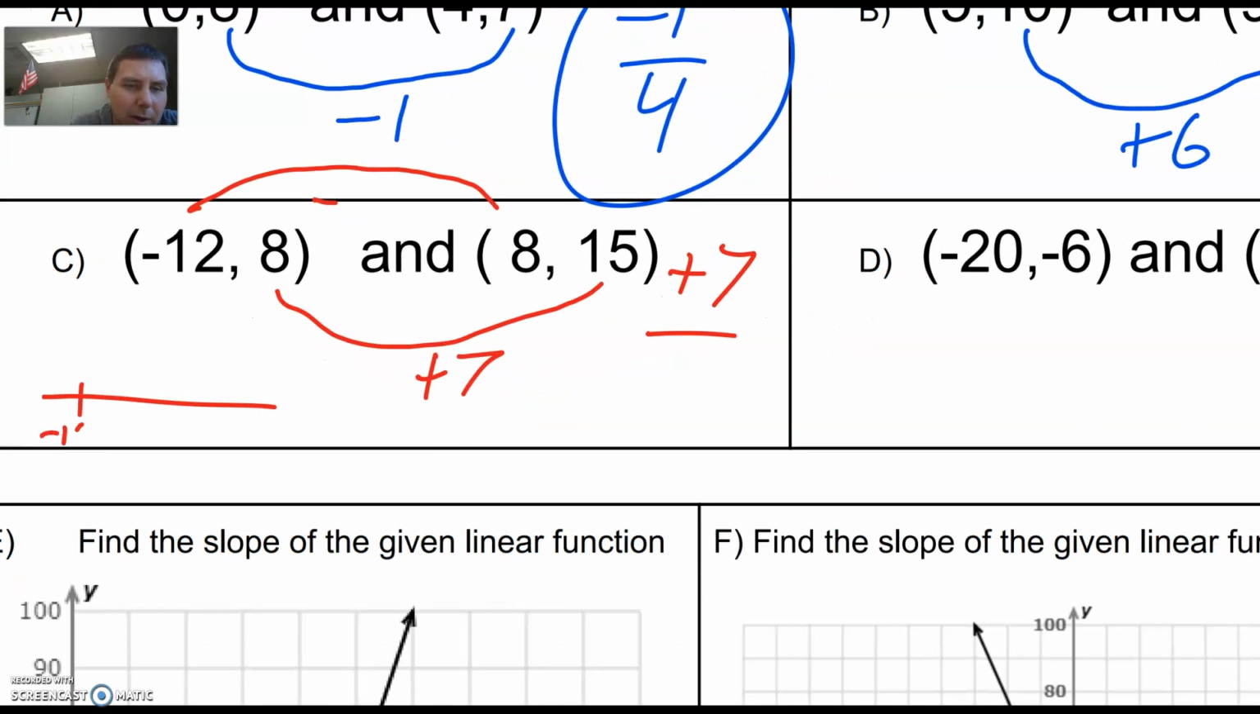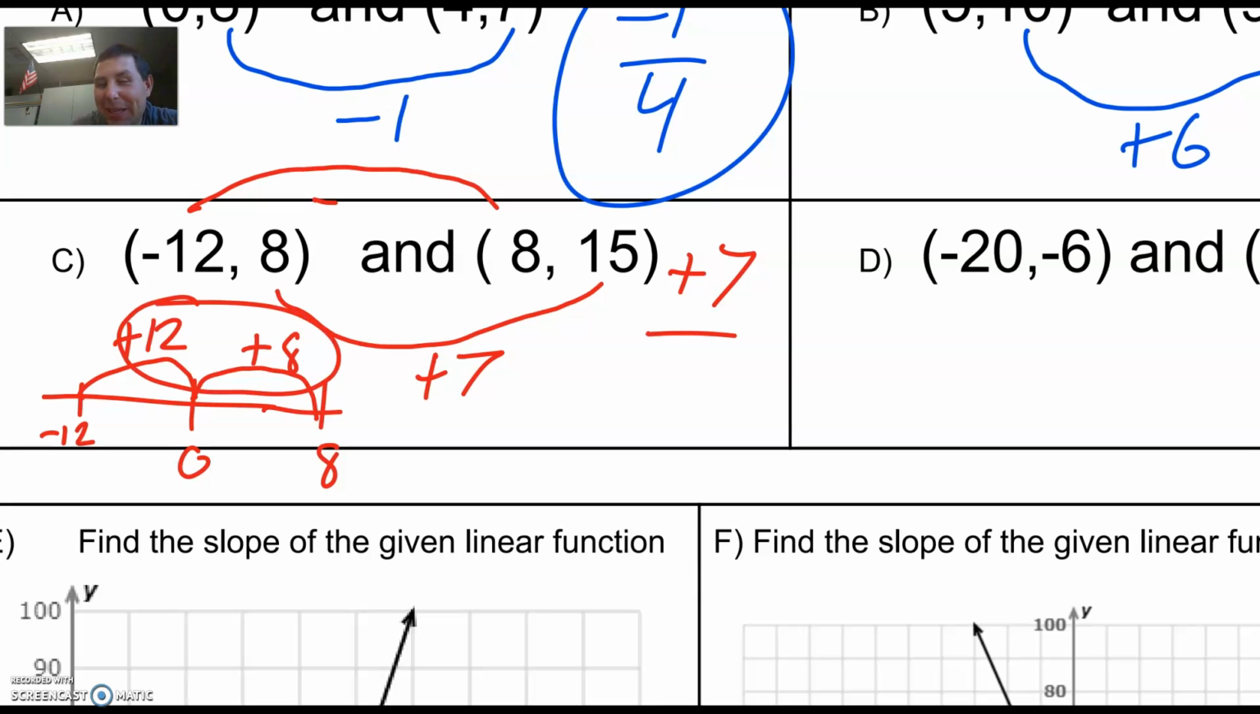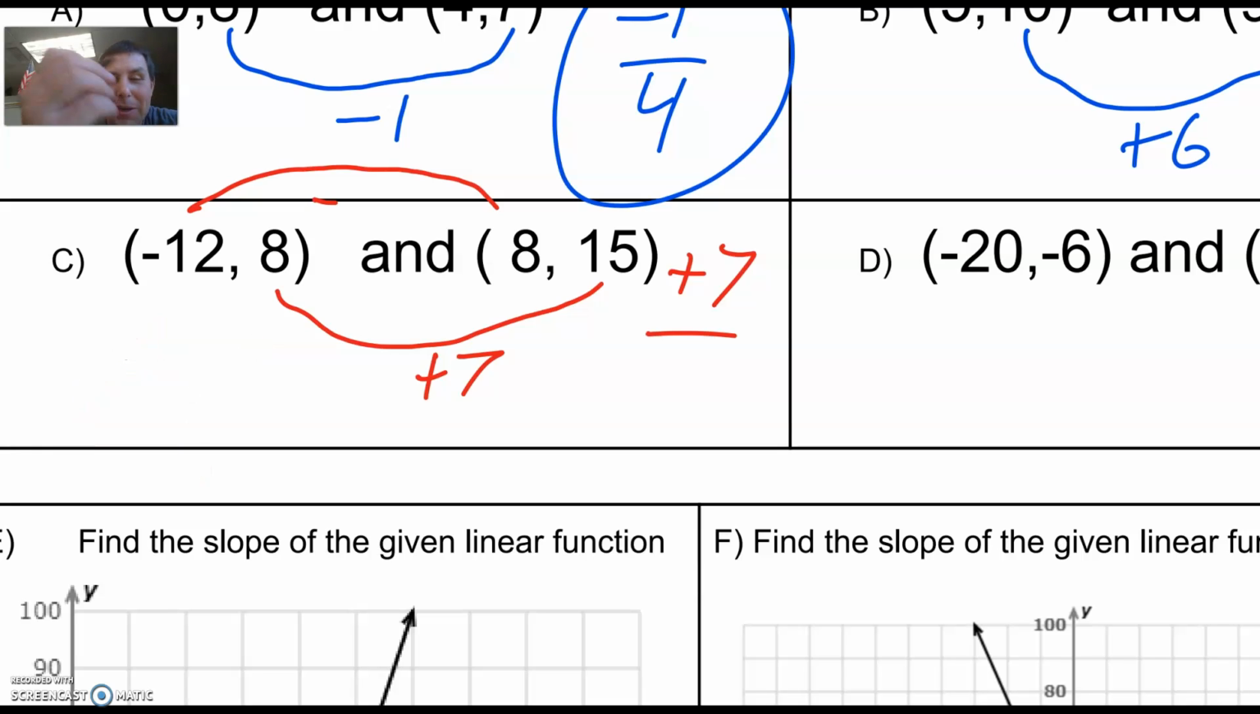So imagine, here's negative 12. Let me put down the other x value, 8, over here. There's a 0 somewhere in between, right? So to go from negative 12 to 8, I have to go right 12, so there's plus 12, and then another 8. So in other words, to go from negative 12 to 8, I have to add 20, because 12 plus 8 is 20. So I'm going to add 20 to negative 12, and that will give me my 8. So therefore, that went right 20, and it's positive. So therefore, my slope would be 7 over 20, and that's the slope.